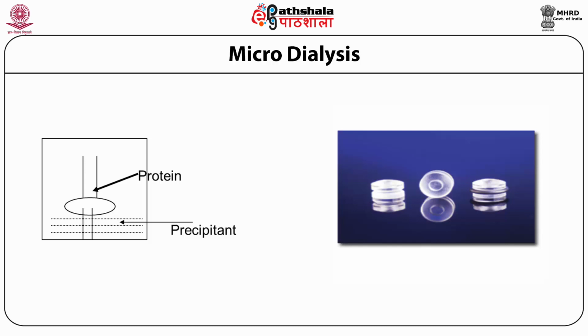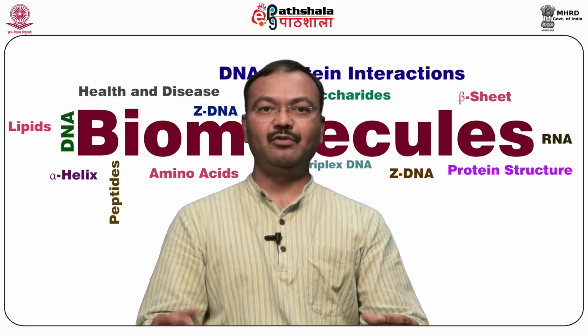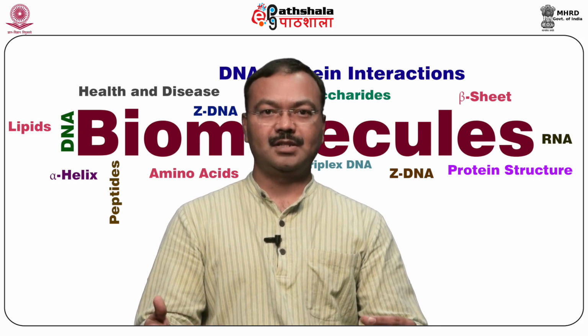The right side shows the microdialysis buttons, which you can buy commercially. You can see in the center there is a small place where you can put the protein and cover it with the dialysis membrane. You can also see a small plastic, rubber washer. You can seal the button, and keep this button in the reservoir, so the protein and the precipitant are separated by the dialysis membrane, and they equilibrate, and as the supersaturation increases, you expect the protein to crystallize.